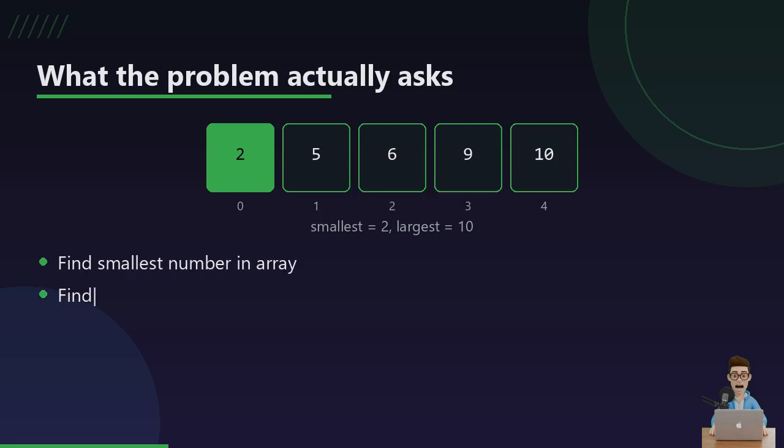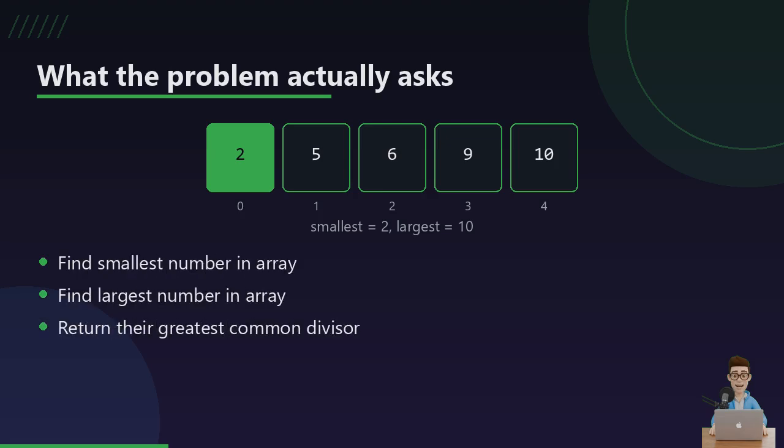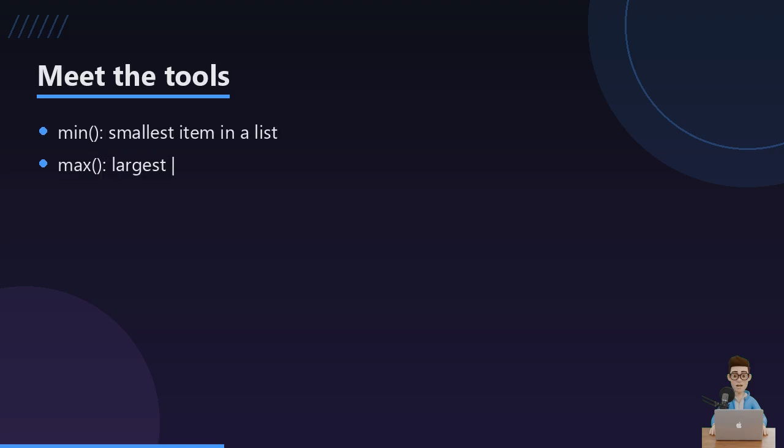You're handed an array like 2, 5, 6, 9, 10. Grab the smallest value, which is 2, and the largest, which is 10. Then find the biggest number that divides both evenly, and that's your answer. We only need 3 ideas here.